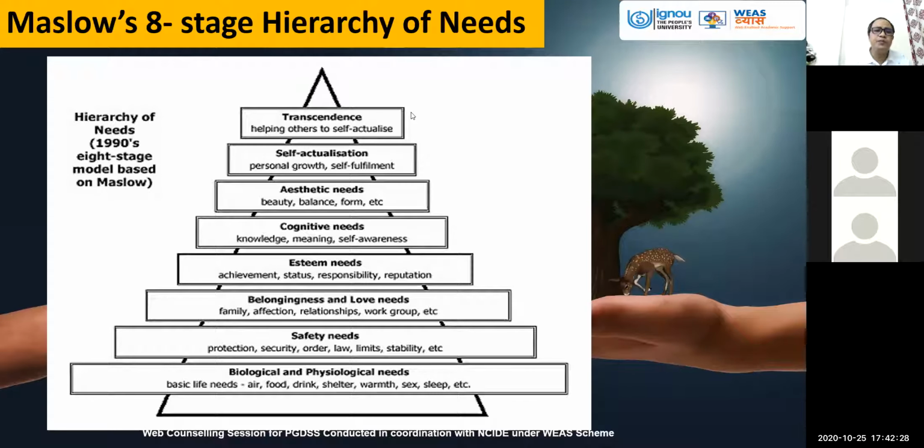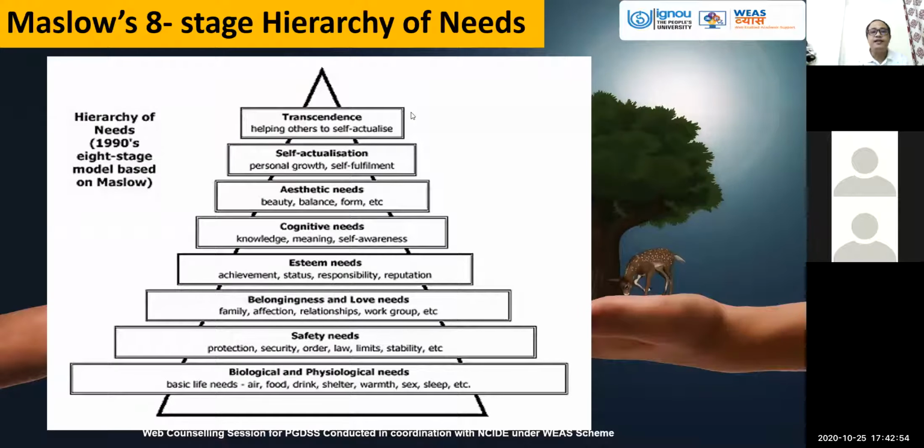Then automatically you have cognitive needs. When you have achievement, to get more achievement and to maintain your achievement, status, responsibility, and reputation, you need knowledge. You need the meaning of what status you are getting and what responsibility you are having. Then you will be self-aware about your responsibility, your achievement, and your status.